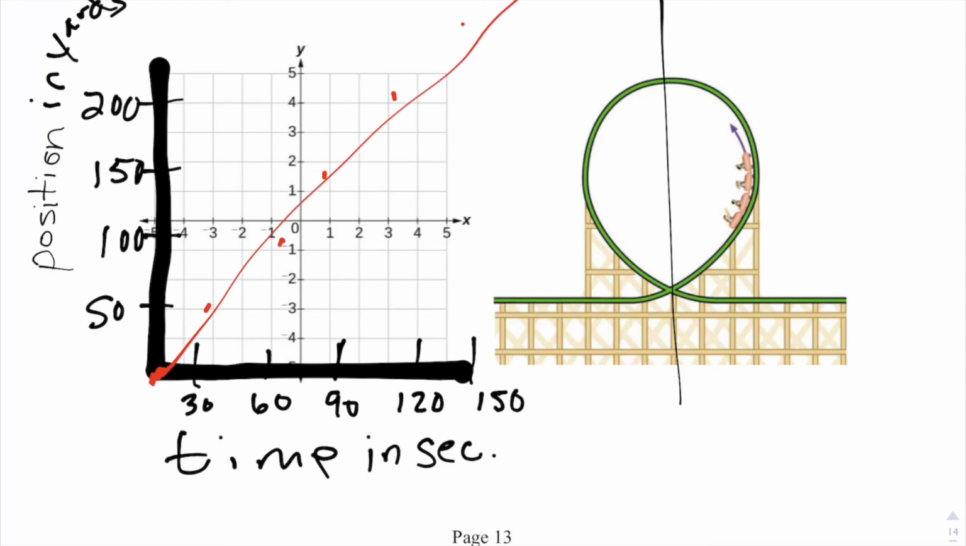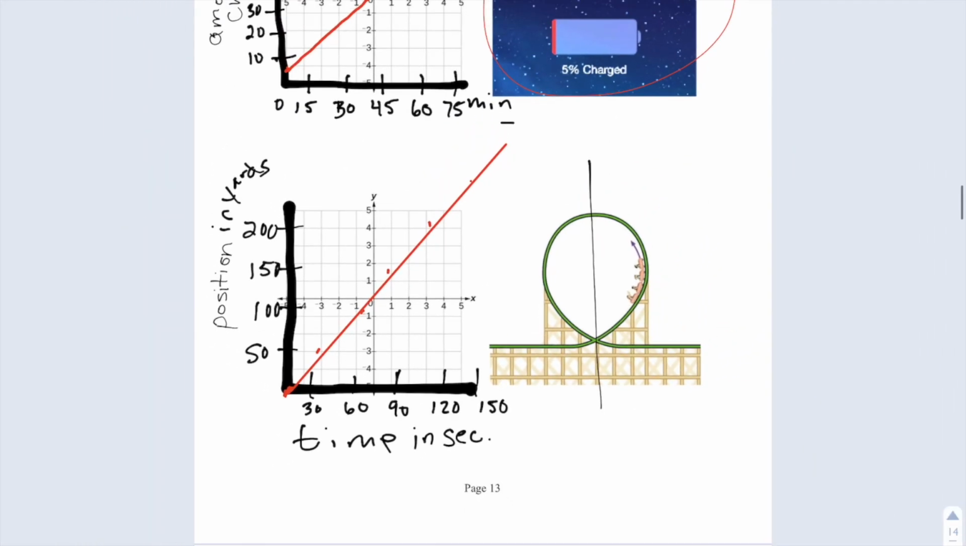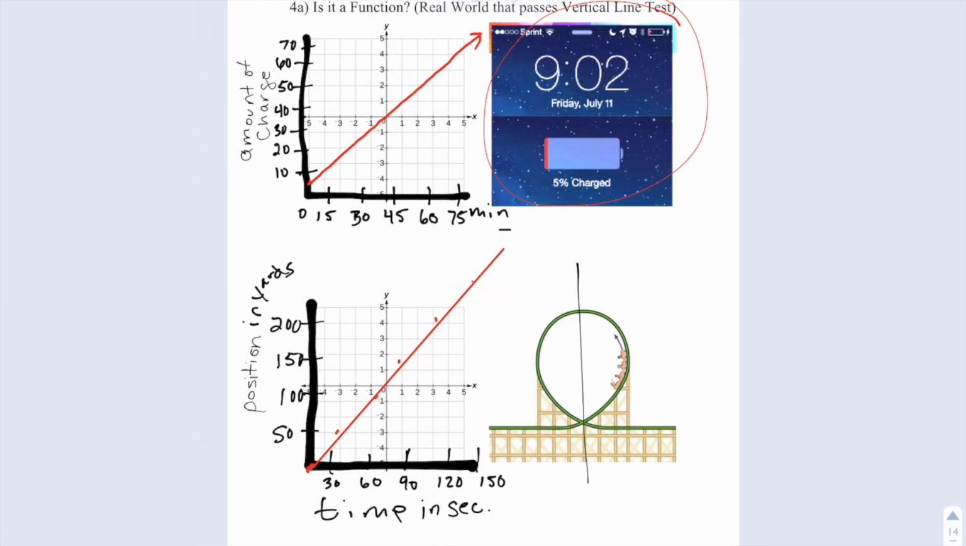So if we again connected our dots, we would see that a roller coaster's position is also modeled by a linear function. So therefore, it would definitely be a real world function that passes the vertical line test.